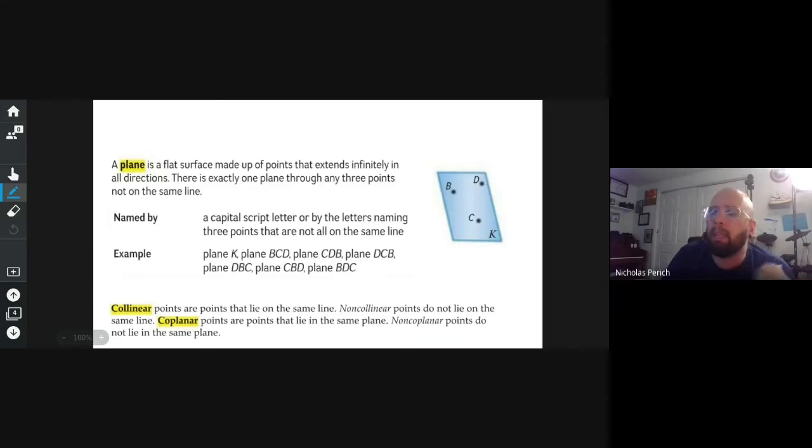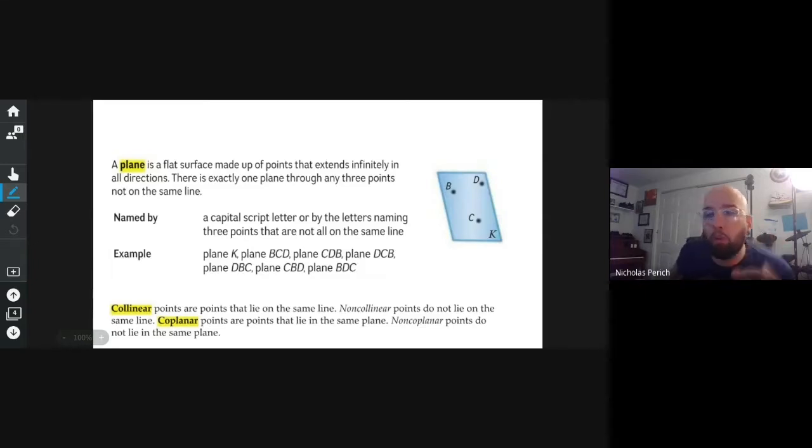I can call it plane K. I can call it plane CBD, DBC, CDB, whatever, as long as I'm adding the points or the name of the plane to it. Okay, now I see there's a lot of conversation in the chat and most of it's useless.